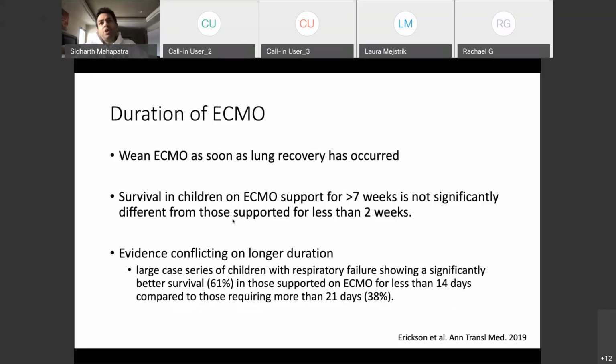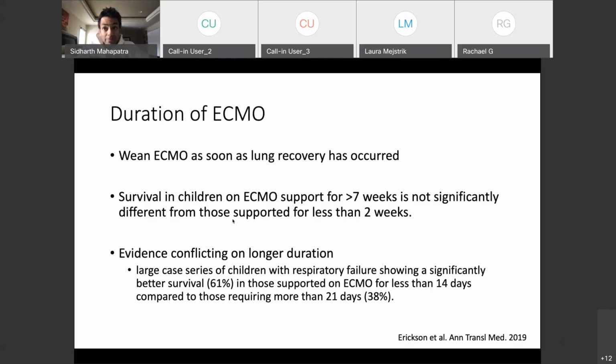Duration of ECMO is another good question. How long is too long? So really, whenever we place a patient on ECMO, we're trying to wean them as soon as lung recovery has occurred. But when does lung recovery occur? There's no one single time point, or a clinical index, that we use to determine if lung recovery has occurred.